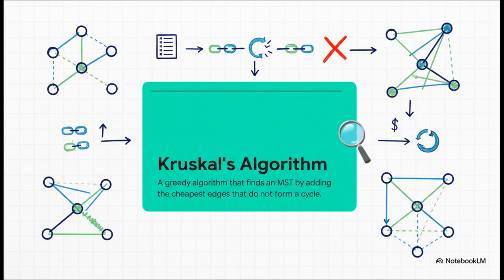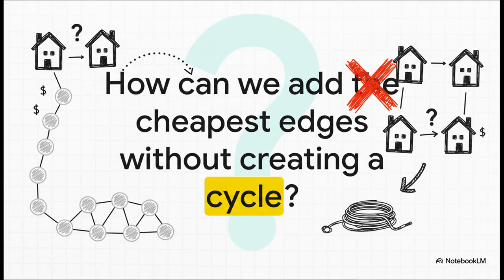But there's a catch, a very important rule you can't break. You are not allowed to create a closed loop, what we call a cycle. Think about it. If two houses are already part of the same connected network, even through a long chain of other houses, adding another cable directly between them is just a waste of money. It doesn't connect anyone new. So the big question is, as you're adding these cheap cables, how do you quickly and efficiently check if you're about to create one of these wasteful loops?